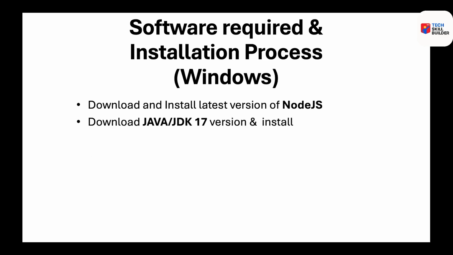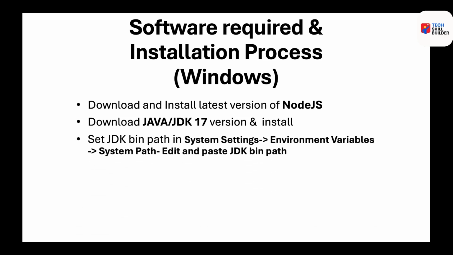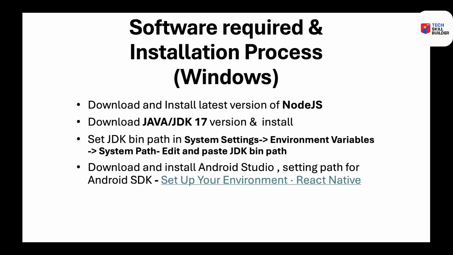Second is you need to download Java JDK 17 version and install it. Then you can set the JDK path to the system setting, environment variable, system path, edit and paste your JDK bin path to that path setting and save and apply. And then you can download the Android Studio. You can download Android Studio in browser. You can get the link and then you can install the Android Studio and then you can set your SDK version to environment variable in the system setting.